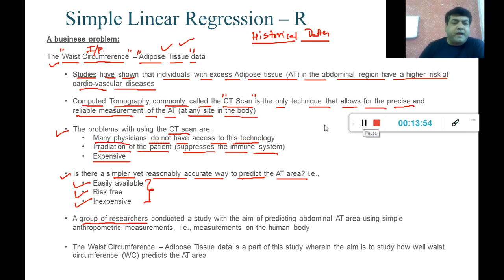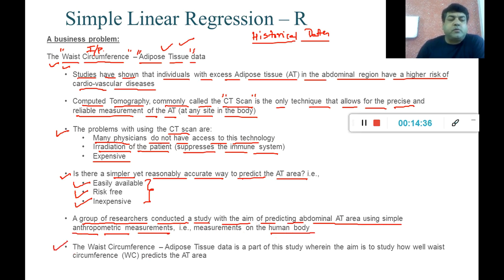So they wanted to find out whether there is any easily available, risk free and inexpensive way to check if it is possible just to measure the waist circumference and get to know what shall be the adipose tissues in the abdominal region of that person's body. So that group of researchers conducted a study with the aim of predicting abdominal AT area using simple anthropometric measurements, which means measurements on a human body, right?